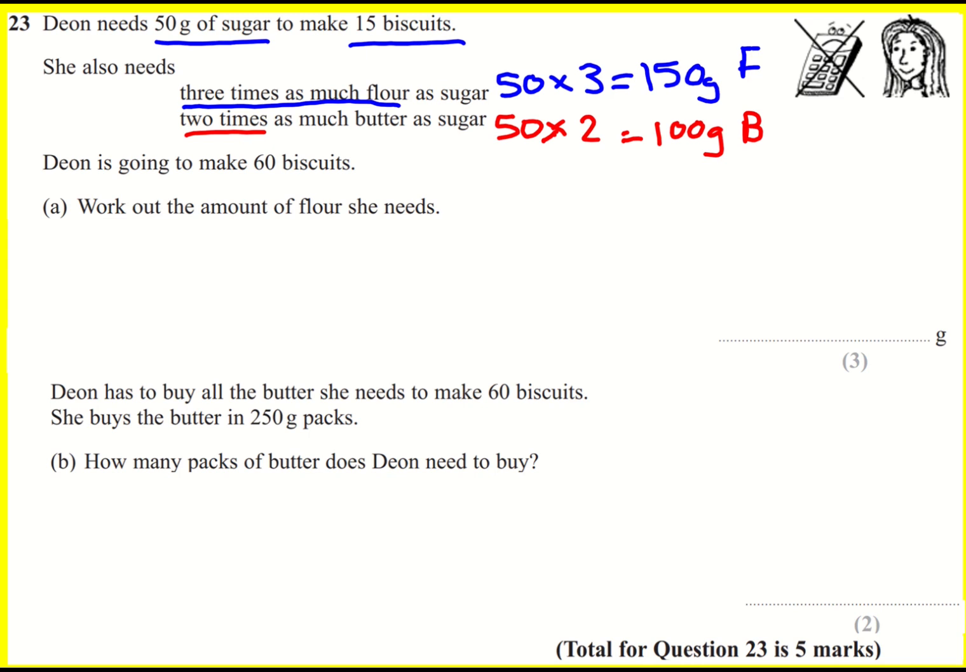However, Dion is making 60 biscuits. How much flour does she need? Okay, well, you need to think about how I'm going to get from this number, 15, because I've got a recipe for 15 and I need to get to a recipe for 60. So you need to think about how many 15s are in 60. And 4 15s make 60. So you've got your 15 biscuit recipe and you need to multiply it by 4 to get to 60.